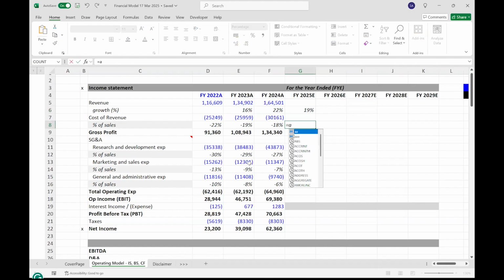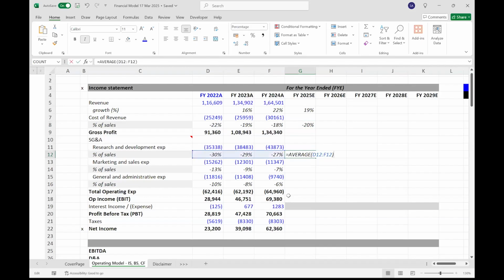Suppose I take the average of all the three, so that we know if the product cost was 22, then 19 and 18, what is the average? So on an average, you're spending 20% of your sales on product cost. So if the product is 100 rupees, you're spending 20 rupees on the product cost. Same way you can copy all the averages like this. So the average research and development expense is 29%. A 100 rupee product is actually taking away 29% for research.